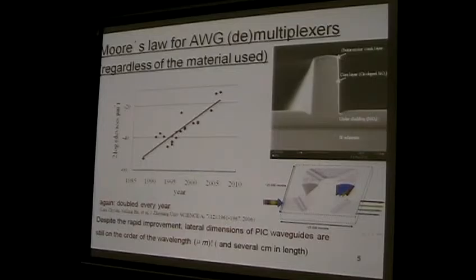So you may wonder why is that? Even though this Moore's law is so encouraging, doubling every year for photonics, why are we still in such an embarrassing state? The size is still so big compared to microelectronics.